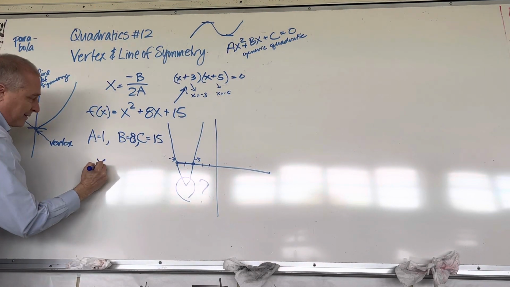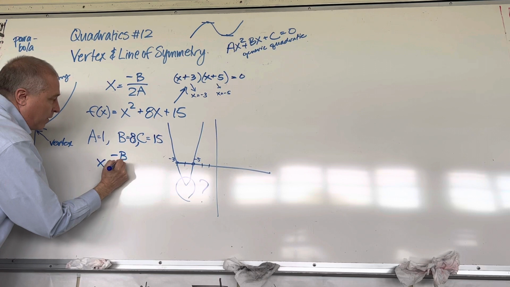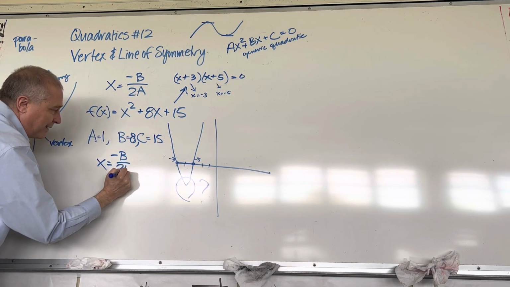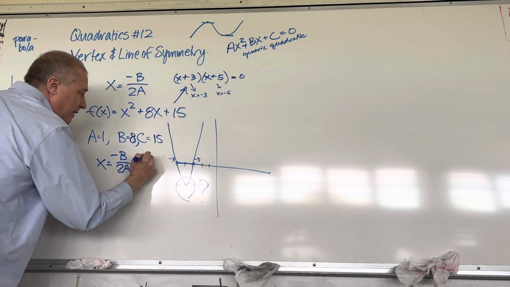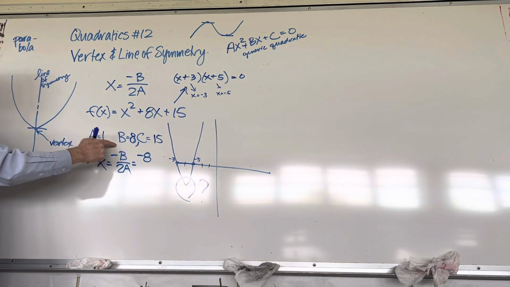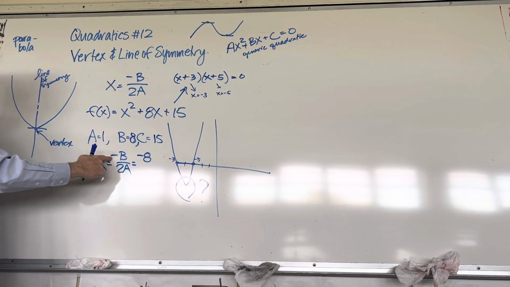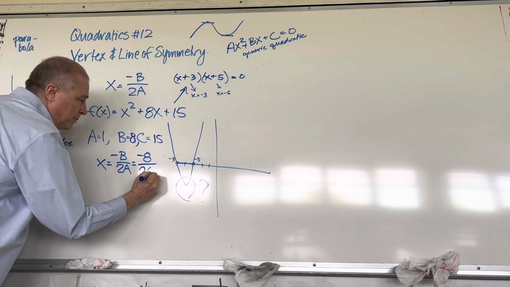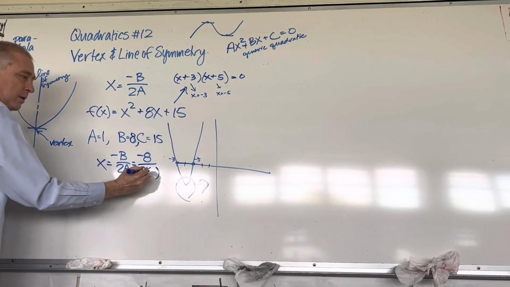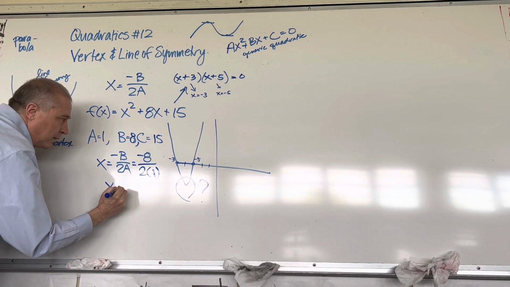Take this, x equals negative b over 2a. Does it make sense to you that this would be negative 8, because b is positive 8, and there's a negative in the formula, over 2 times a, which is, good. So what is the value of x?